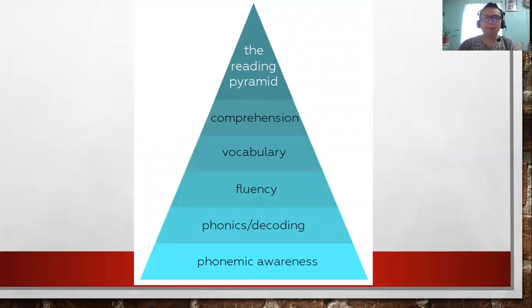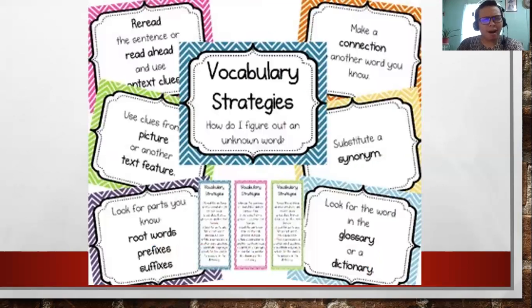In the reading pyramid, we start with the phonemic awareness, the phonics or decoding, fluency, vocabulary, and comprehension. But today, in this session for Ed 3110, we will be focusing on the improvement and development of literacy skills, particularly vocabulary. What are the different vocabulary strategies that as elementary teachers we can use?